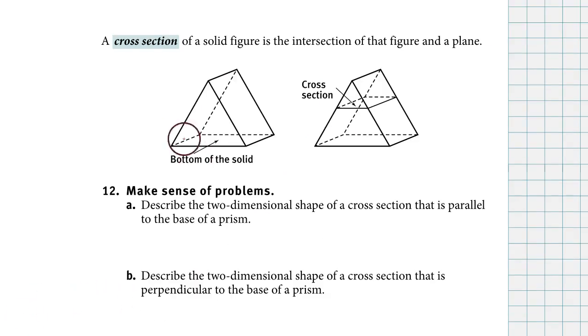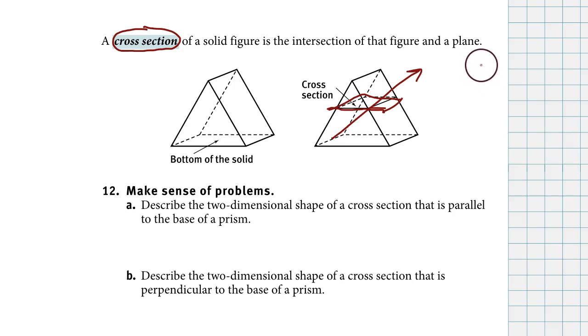There's one more vocabulary word in this section about three-dimensional shapes. The word is cross-section. A cross-section of a solid figure is the intersection of that figure with a plane. A cross-section is what you would see if you cut the figure, let's say with a knife. Let's say you had this triangular prism and you took a knife blade and you sliced it right through here. What shape is that cross-section? It would be a rectangle shape.